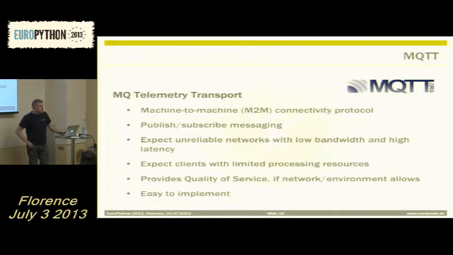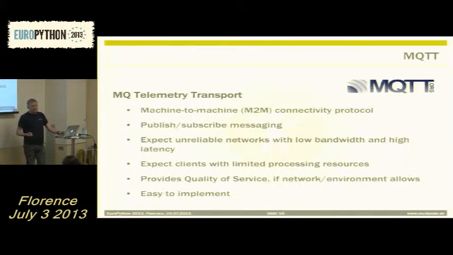So the protocol specification of MQTT doesn't expect a good network. It can use a good network if it's there, that's no problem, but it doesn't expect it. It also doesn't expect much computing resources on the different devices. You don't need a full high power CPU to send or receive messages. It works very well on devices like your Raspberry Pi or Arduino or similar single chip computers.